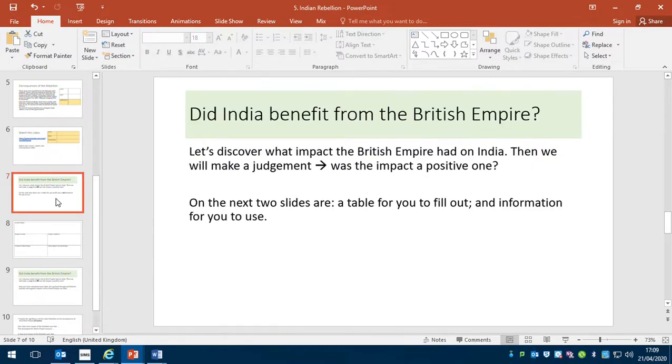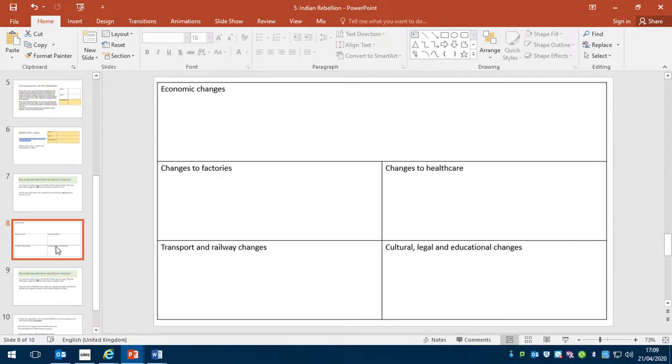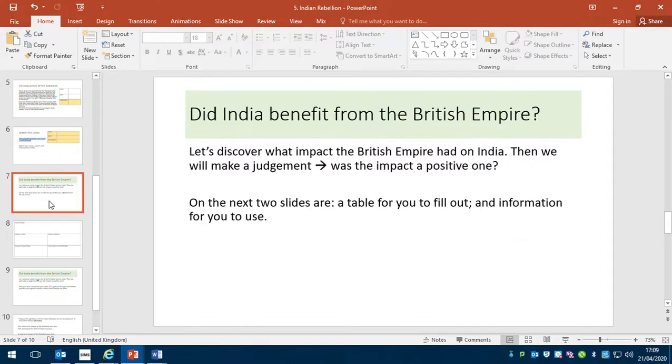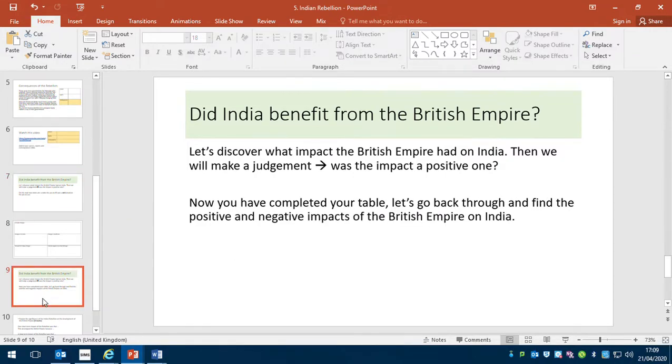The second bit of information is not on the slide, but I will make sure it's available to you on Show My Homework. It will be a picture of some notes I want you to take down. So fill out this table, take the notes from the picture I'm going to put on Show My Homework, and find out what the impact of the British Empire was on India. Once you've finished, come back to this slide and we'll go through the positive and the negative impacts of the British Empire in India.